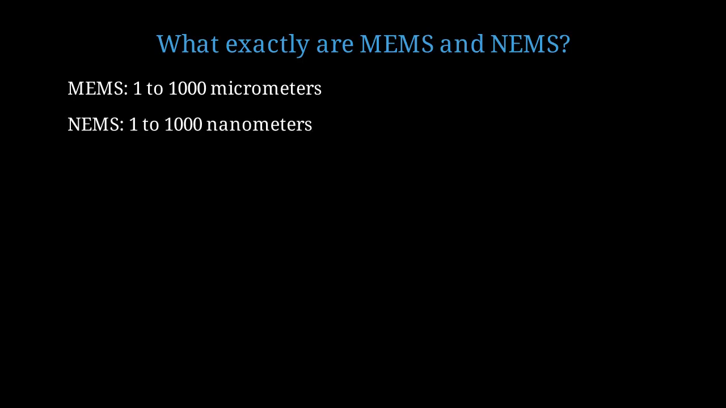Before we dive deeper, let's clarify what MEMS and NEMS are. MEMS stands for micro-electromechanical systems, with dimensions typically in the micrometer range, from 1 to 1,000 micrometers. MEMS devices include accelerometers in your smartphone, pressure sensors in car tires, and digital micromirror devices in projectors. NEMS stands for nano-electromechanical systems, with dimensions from 1 to 1,000 nanometers. These include nanoresonators, molecular sensors, and quantum mechanical devices.